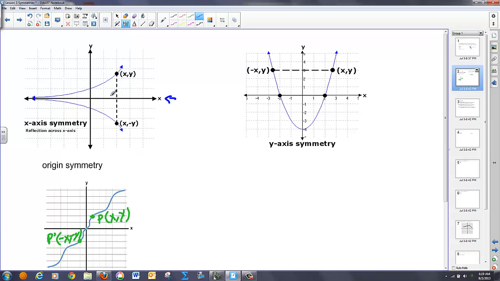Now, you'll notice that when I have an x-axis symmetry, the x-coordinate remains the same, but the y-coordinate is actually opposite. When I have a y-axis symmetry, the y-coordinate is the same, but the x-coordinate is the opposite. And in an origin symmetry, that's the point we're going to look at. So the origin, we recall, is just the point 0, 0. If I were to take this point here and flip it over to this point here, we notice that both the x's and the y's are now opposites.